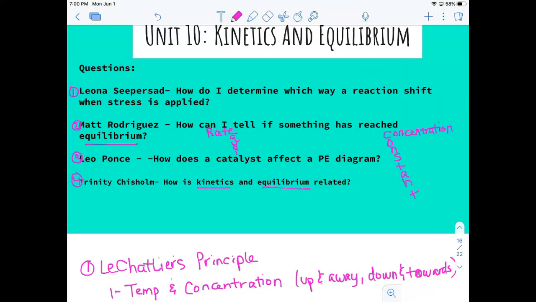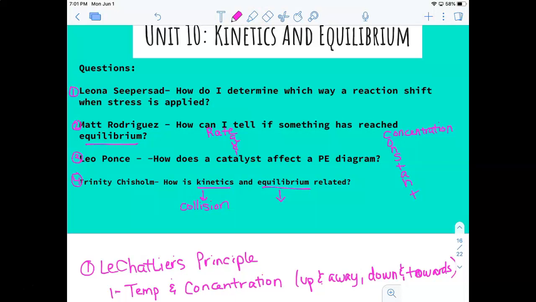Okay, how are kinetics and equilibrium related? I'm not sure. I feel like they don't necessarily have to be in the same unit. Kinetics is the study of reactions and how they happen. So kinetics includes collision theory, when we talked about how the molecules have to collide with a lot of energy and at the perfect angle in order to react, and then all the things that we can do to make them react faster.